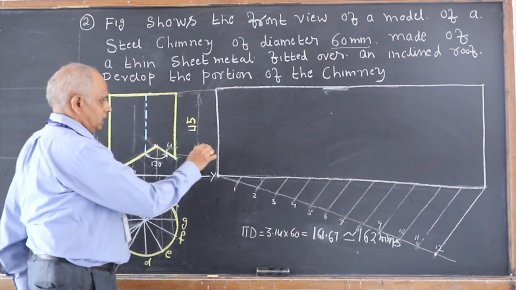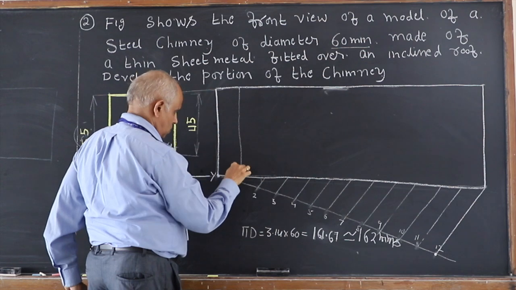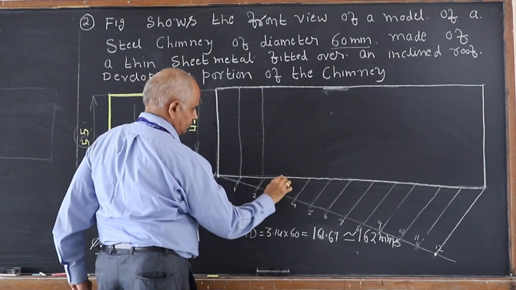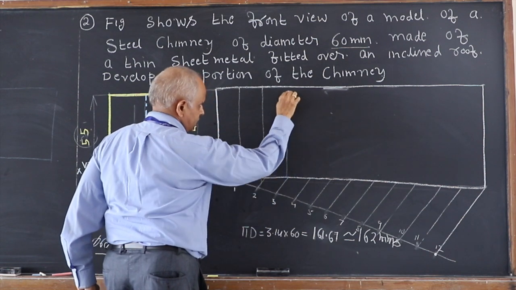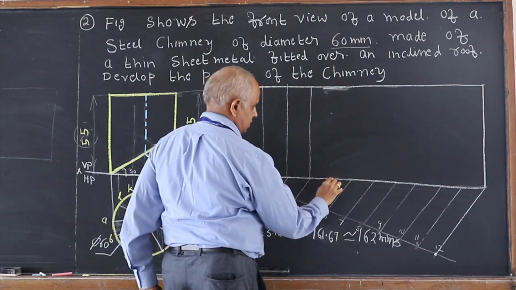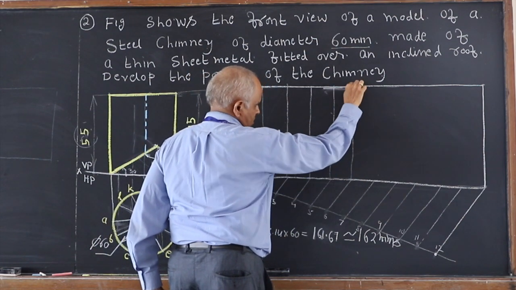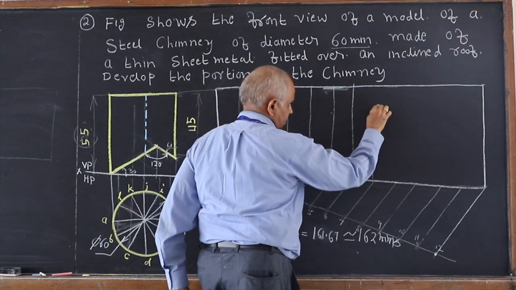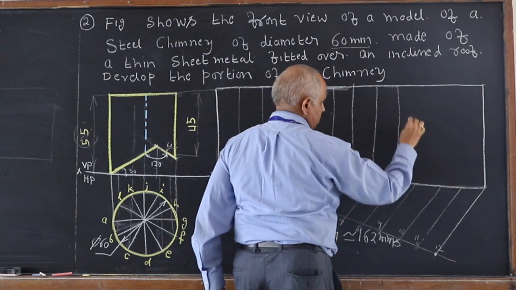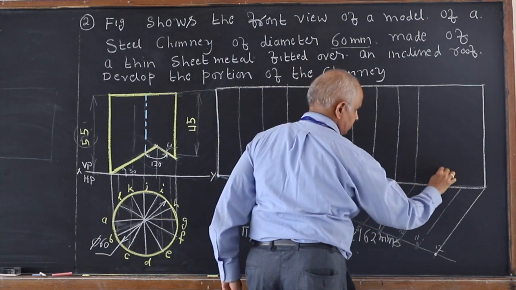Then draw a vertical generator through these points. So generator here, one generator here, one generator here, generator here. Draw all these generators so that you divide this rectangle into 12 rectangles.